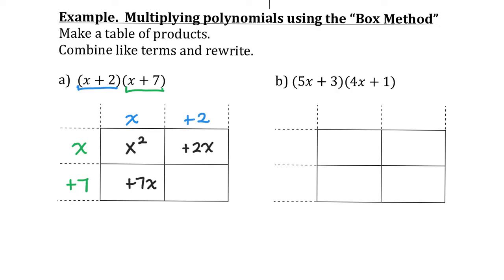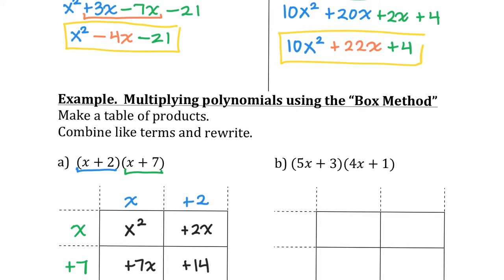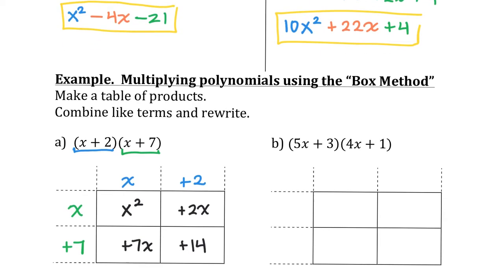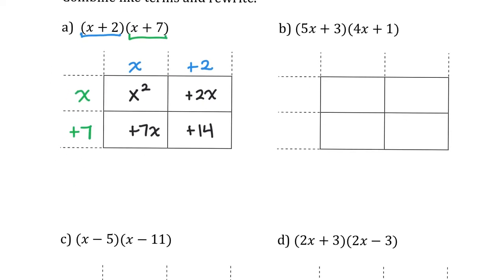And then in the last box here, that's going to be this times this. So 2 times 7 is positive 14. Okay, now I'm going to write my answer in standard form. These are all my terms, and they're the same as if I had done the previous method. They're just listed instead of being listed horizontally, they're listed in kind of an organized manner. But again, that helps you keep track of if you lost anything.